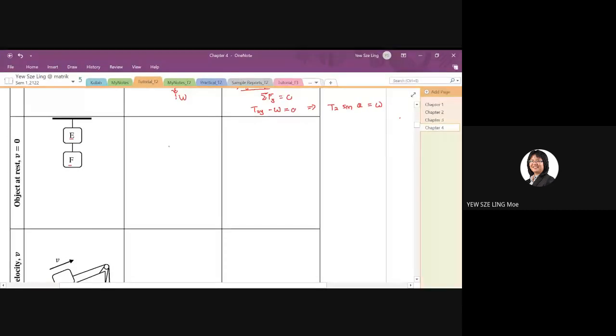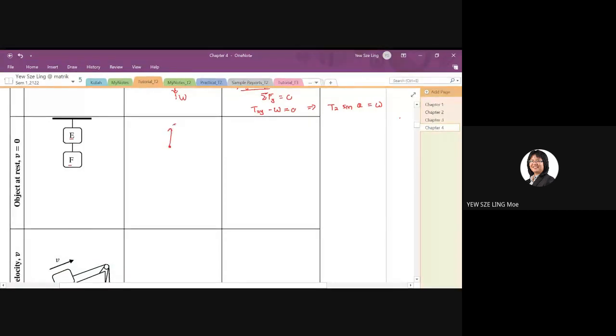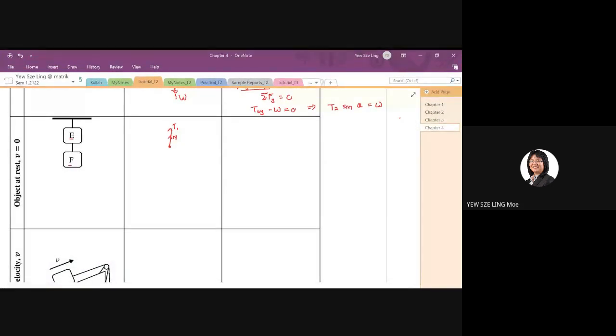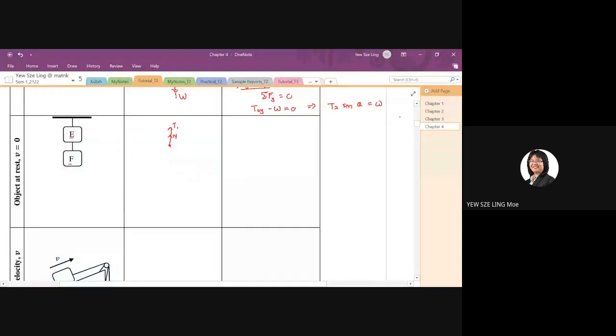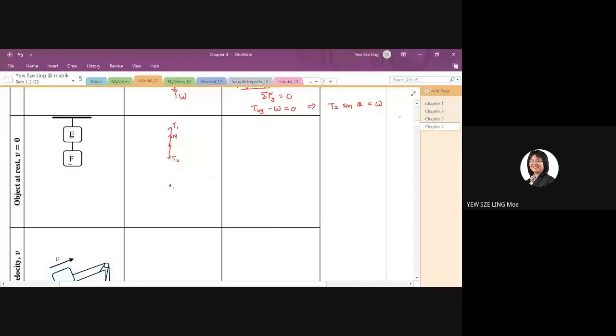So your friend tells me, okay, this is T1. And then this is N. And then this is T2. So for object 1, that is for object E, that is the answer from Govin. And then for object F, if I look at the diagram, Govin just gave me a force that is going down. So if you look at these two diagrams, do you think it is correct? I don't think it's correct.